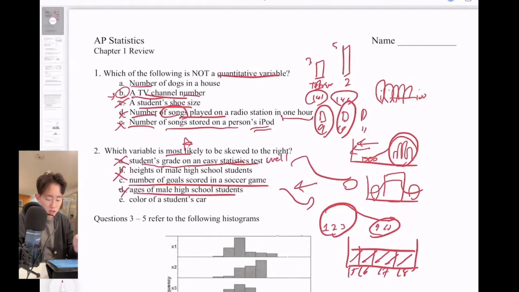So D is definitely not it. Color, okay, that's not even quantitative data, so that's categorical. So we can't even measure that using any sort of histograms or dot plots or stem plots. So definitely the answer here is going to be C. Which one's going to be most likely to be skewed to the right.